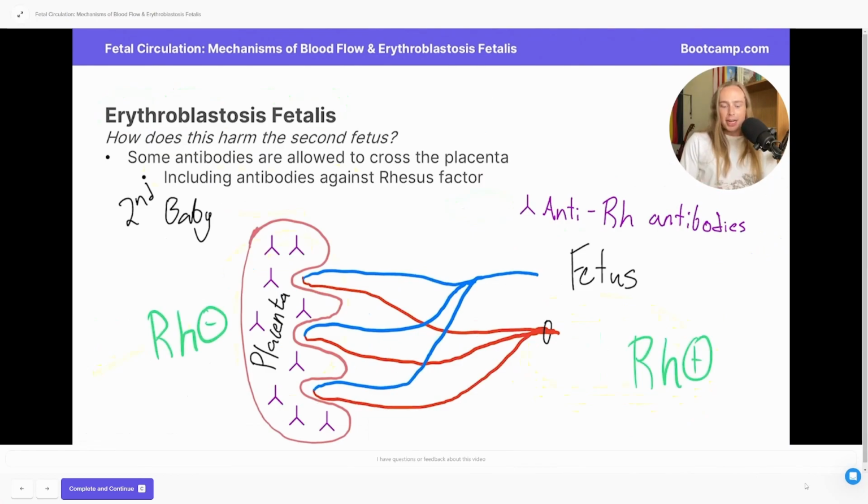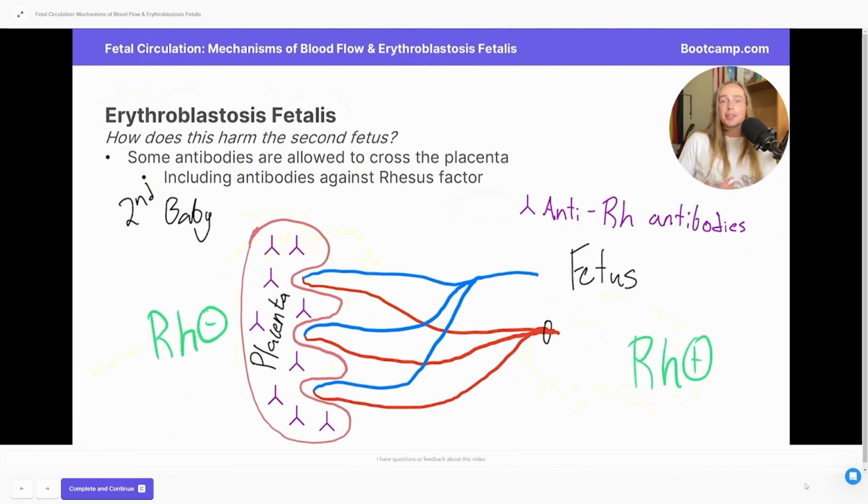These anti-Rh antibodies, which are present from the birth of the first child, are allowed to cross over the placenta and enter into the fetal circulation, where they begin attacking the red blood cells of the fetus. This attack leaves the fetus severely depleted in red blood cells, meaning that it's anemic. In many cases, the fetus becomes so anemic that it doesn't have enough red blood cells anymore to do proper gas transport, and it ends up resulting in the death of the fetus.